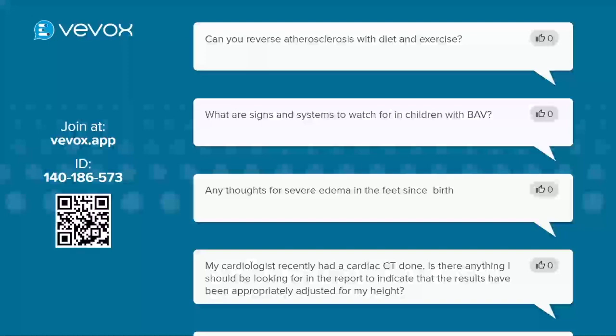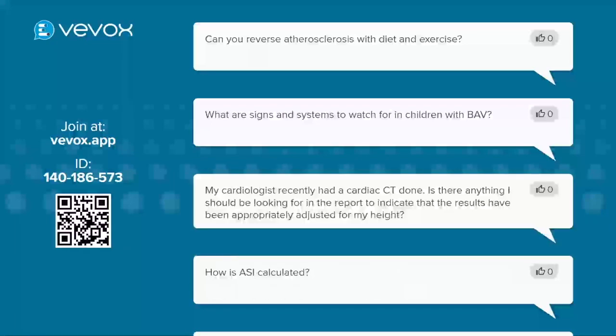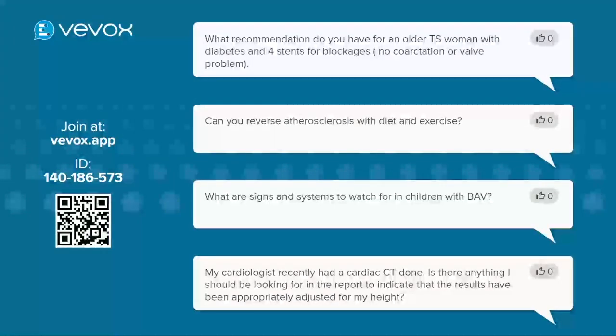Any thoughts about severe edema in the feet? So in Turner syndrome edema, we think about lymphedema, but there are other causes. So if it's been there since birth, it's probably related to lymphedema, and the treatment may be simple, just compression or even observation if it's not causing any problems.